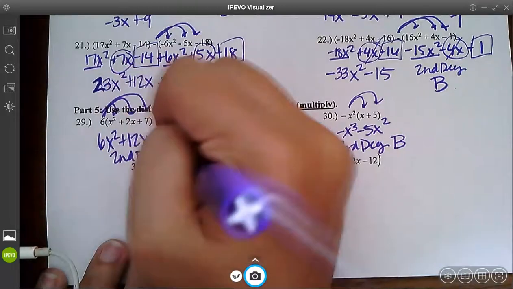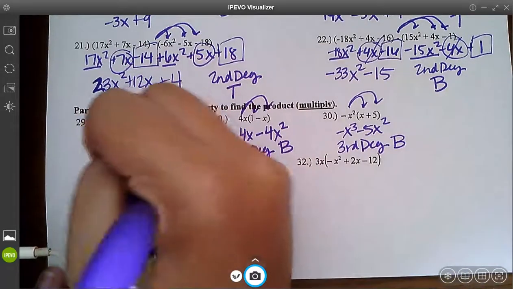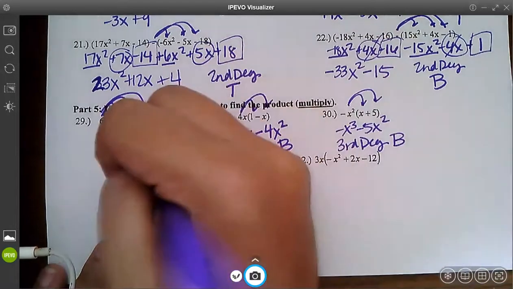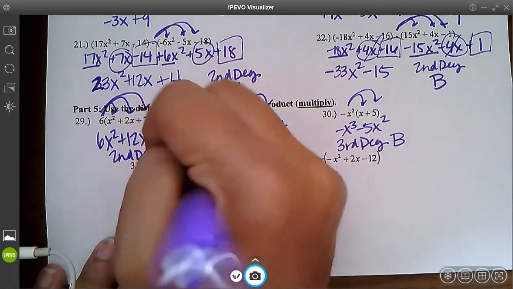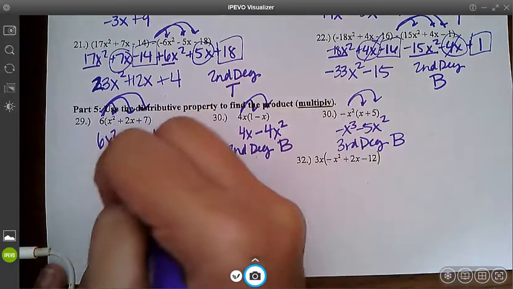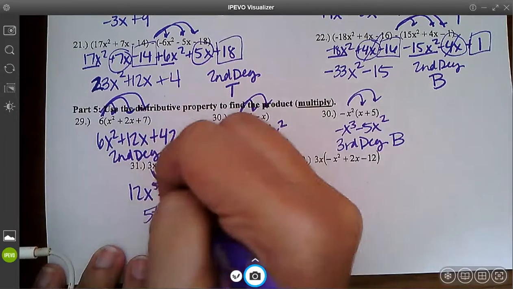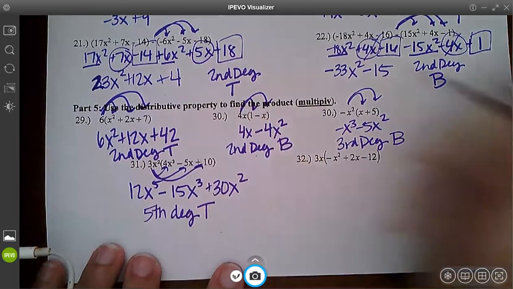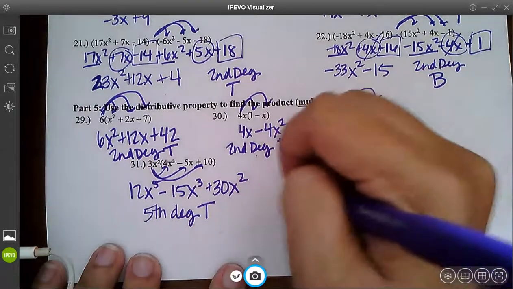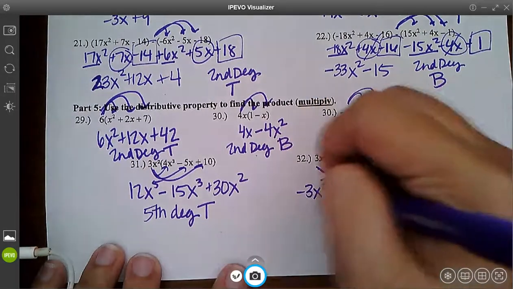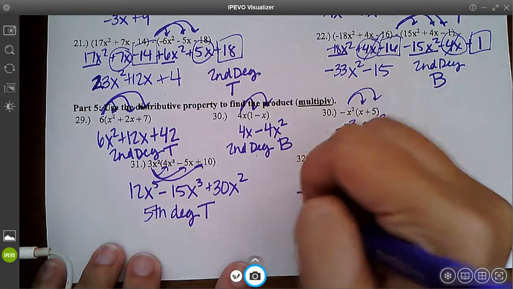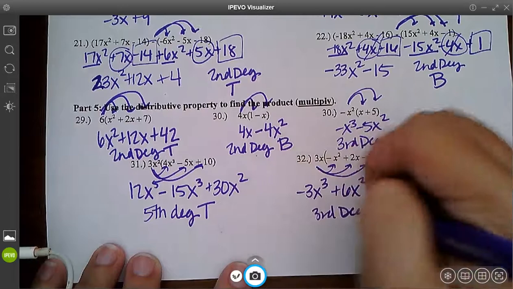31. 12x to the fifth. Multiply bases, add exponents. 2 plus 3 is 5. Minus 15x cubed plus 30x squared. This is a fifth degree trinomial. And then the last one, negative 3x cubed plus 6x squared minus 36x is a third degree trinomial.